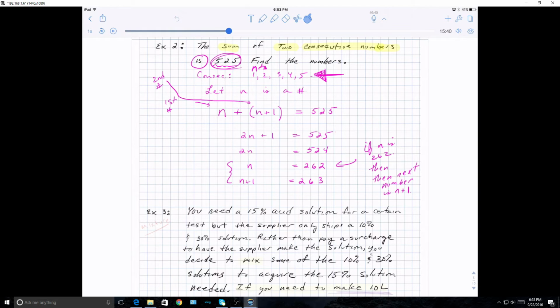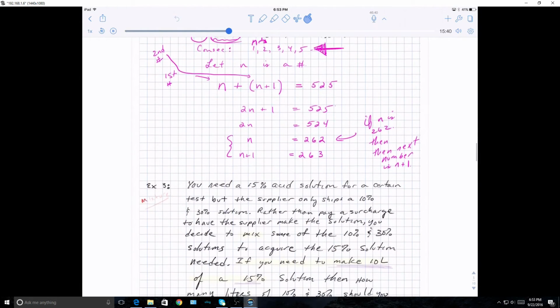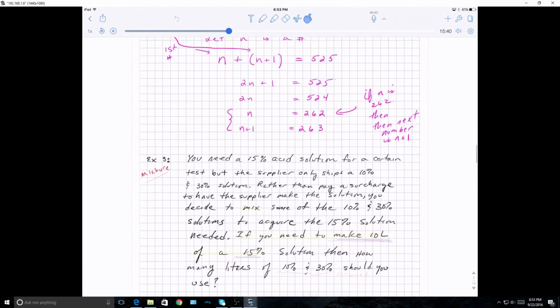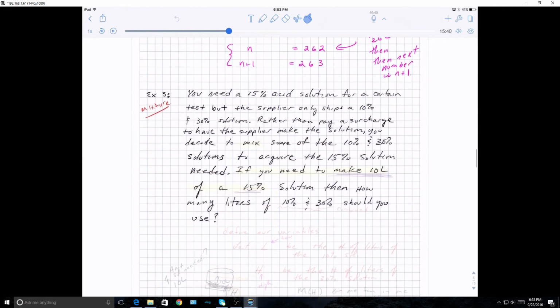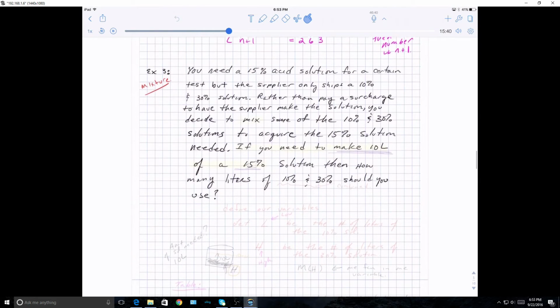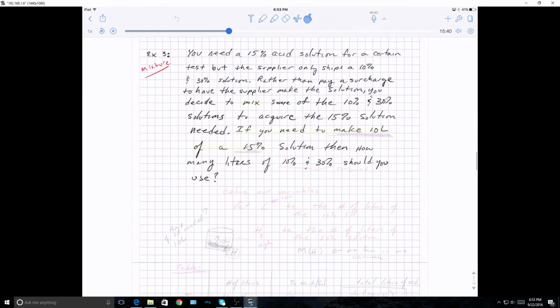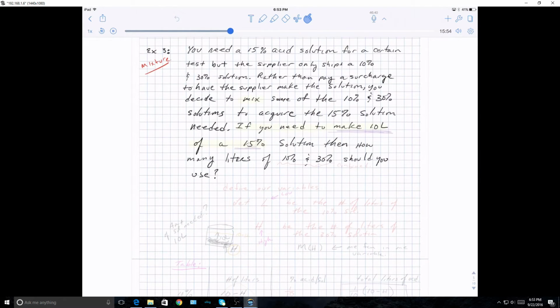All right, now let's finally tackle a mixture problem, okay? And here's one of the most basic ones that you can do in any chemistry class, and it's just a nice way to save you money in the long run. Labs do this all the time, pharmacists do this all the time. So let's go through the problem first.